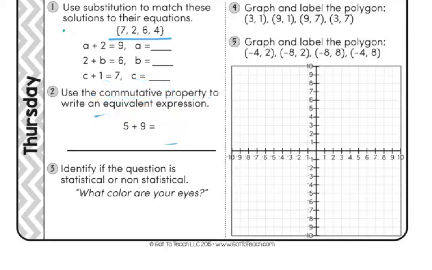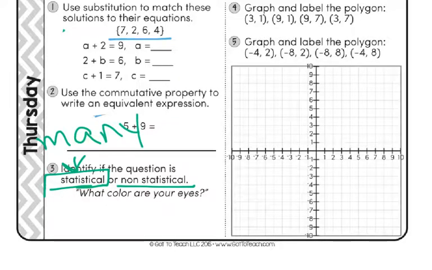Question number 3, identify if the question is statistical or non-statistical. Remember, a statistical question has many possible answers. Non-statistical, if you ask, you're going to get 1 answer. So what color are your eyes? If you ask someone what color are your eyes, can they give you many answers or can they just give you 1 answer?